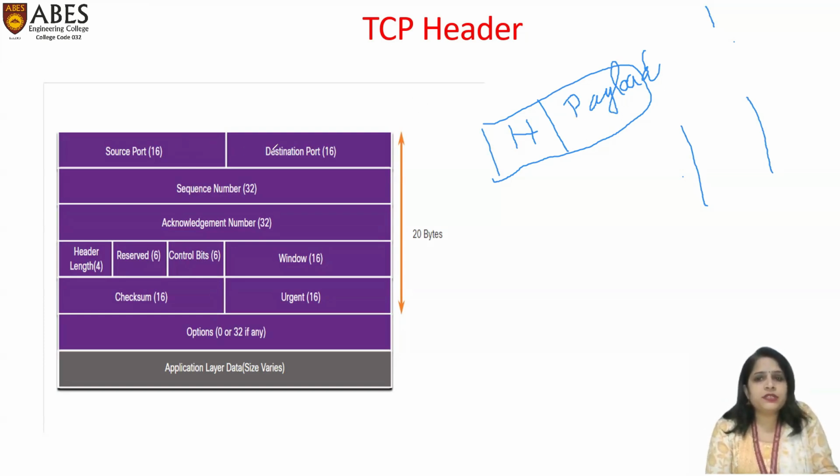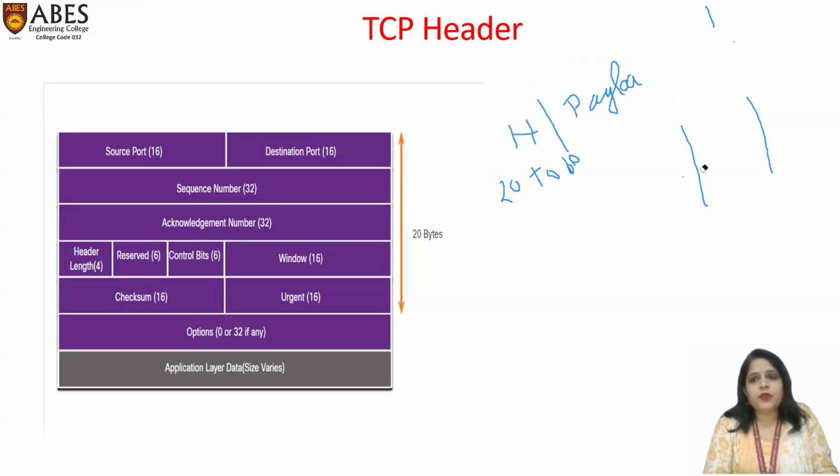Now we'll discuss the TCP segment structure. In TCP, the header is not of a fixed size. It may vary from 20 bytes to 60 bytes. So the minimum size of the TCP header is 20 bytes and the maximum is 60 bytes. The rest of the segment is used to transfer the actual data. Now we'll discuss the TCP header format in detail.